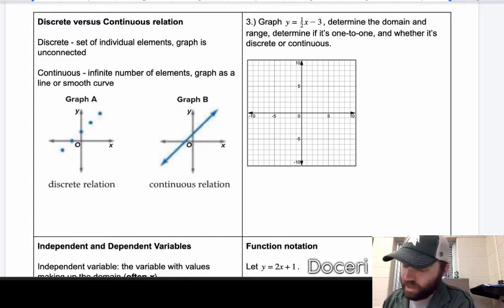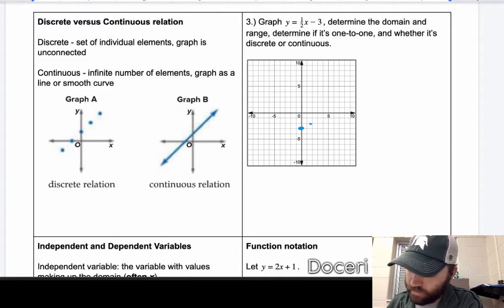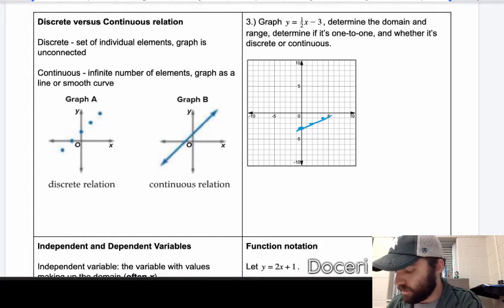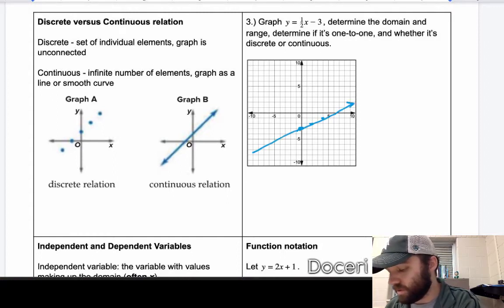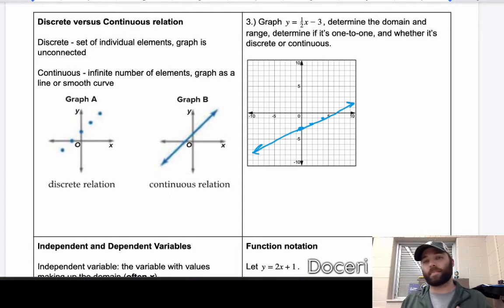Well, this is just a line, and we've already talked many times about how to graph this relation. We haven't talked about it in terms of a function, but that's fine. So let's plot the y-intercept there at -3. It's got a slope of 1/2. So we're going to go up 1 over 2 and up 1 over 2. And there's our line. Okay. So the set of x, y points that make this equation true is represented by a continuous line. There's an infinite number of points, and the line represents them.